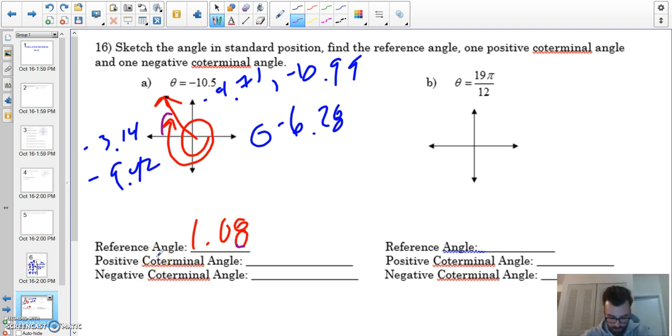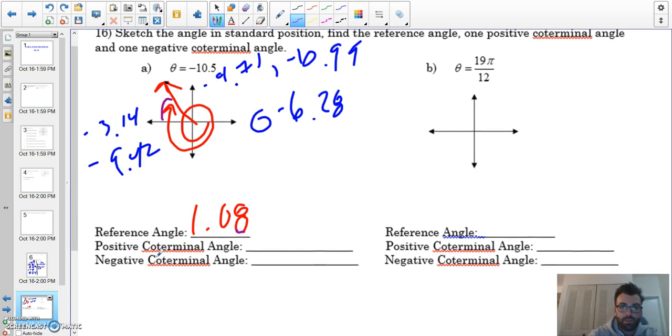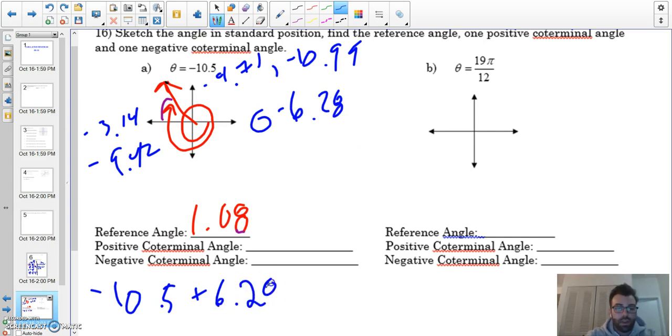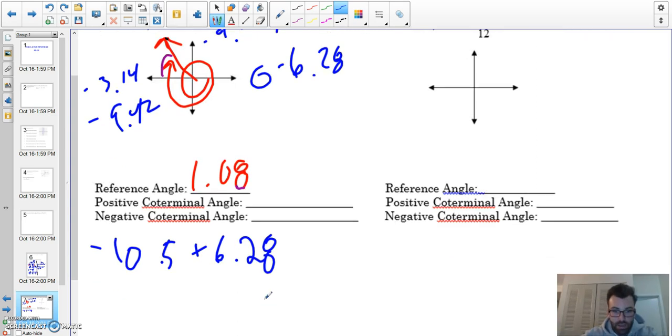To find a positive coterminal angle, I'm going to take negative 10.5 and add 2 pi to it. Since our given angle is in decimal form, I want to add the decimal version of 2 pi, so 6.28. Negative 10.5 plus 6.28 gives me negative 4.22.